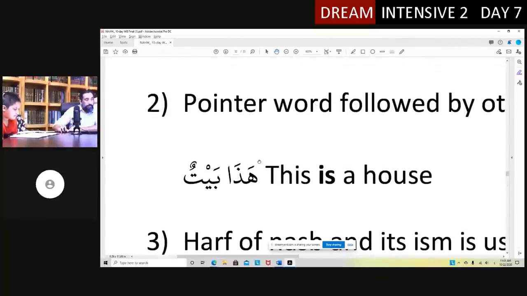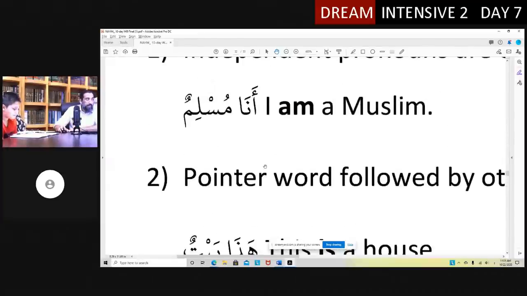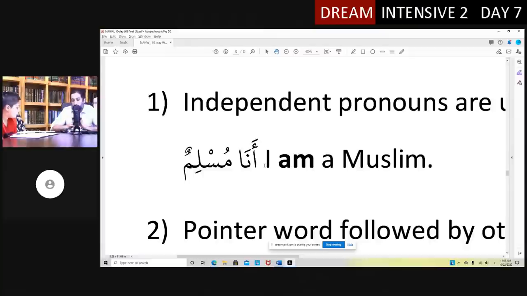Then, of course, you already did pointers. When they don't have al, then there's an "is" there. So you did that one already, right? And then the final one is actually page 18. Remember huwa huma hum?